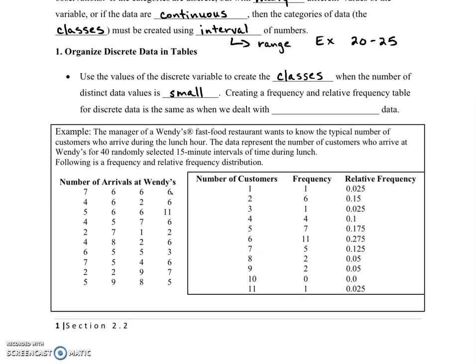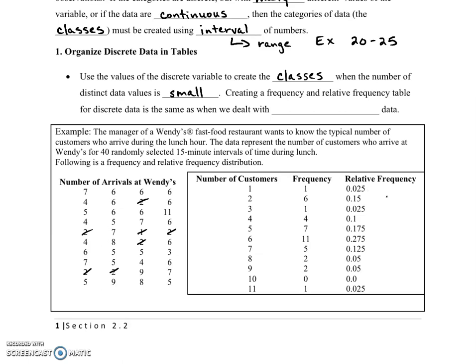Then, just like before with the categorical data, we count how many fall into each class. So there was one 15-minute interval that only had one customer. There were 6 15-minute intervals that had 2 customers. And so we're literally just counting. So there's 1, 1. There are 1, 2, 3, 4, 5, 6 twos. And we carry on until we have all the numbers taken care of.